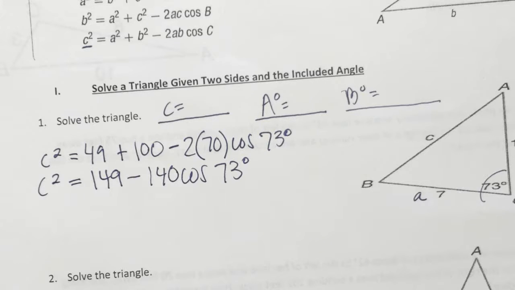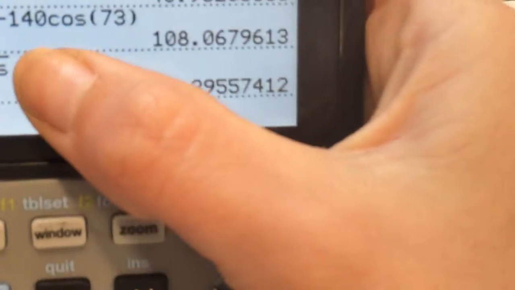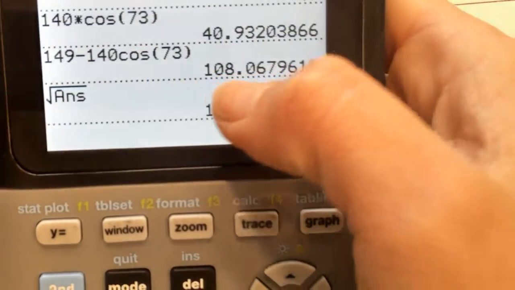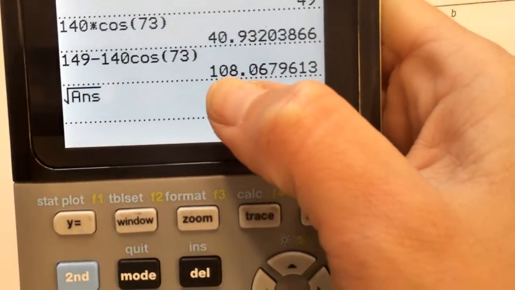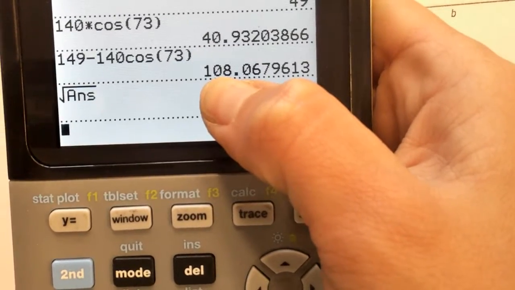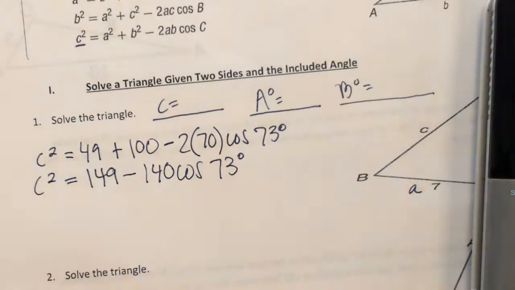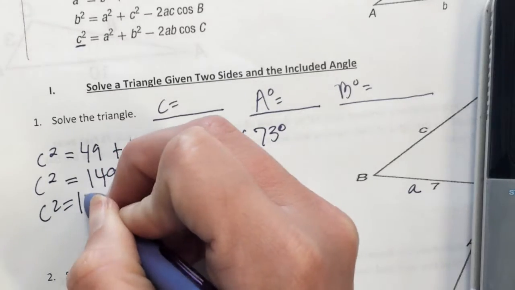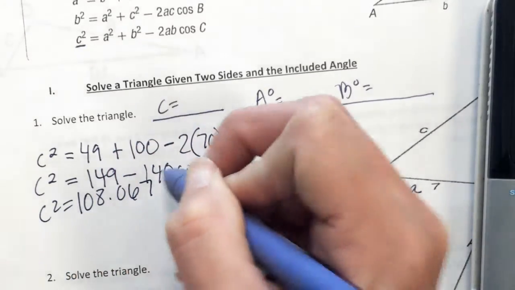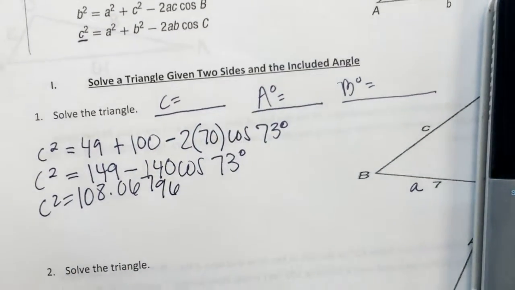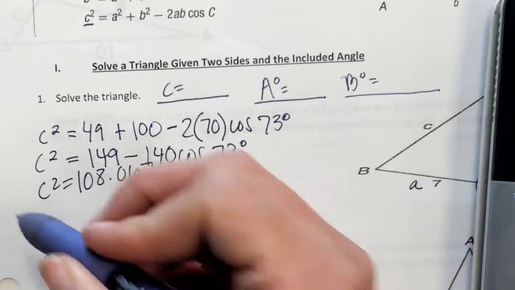Alright, so Coley plugged it in right here, 149 minus 140 cosine 73. Did everybody get 108? Very good. And then from there we have, let me write that down, C squared equals 108.06796. To solve for C, we still have to do what?